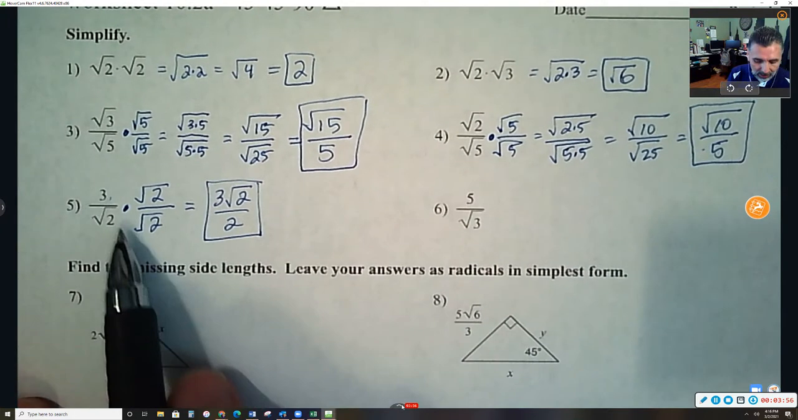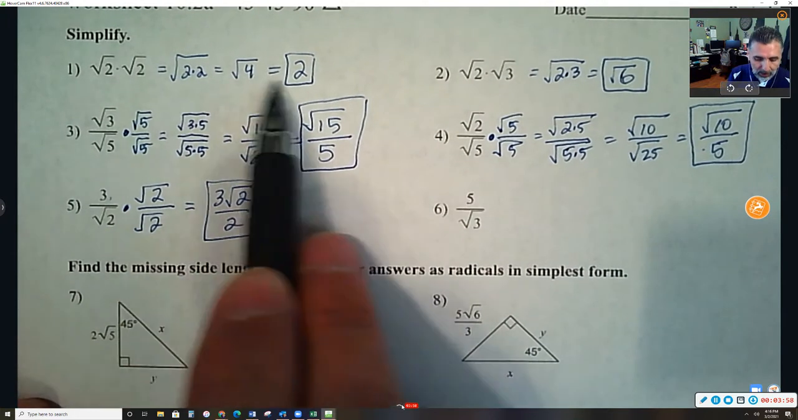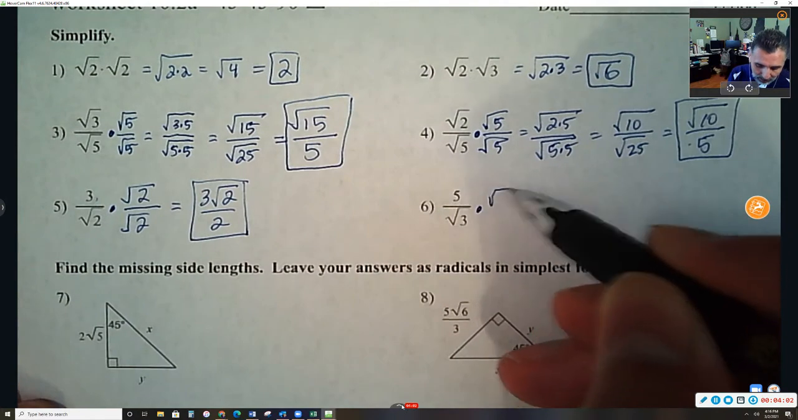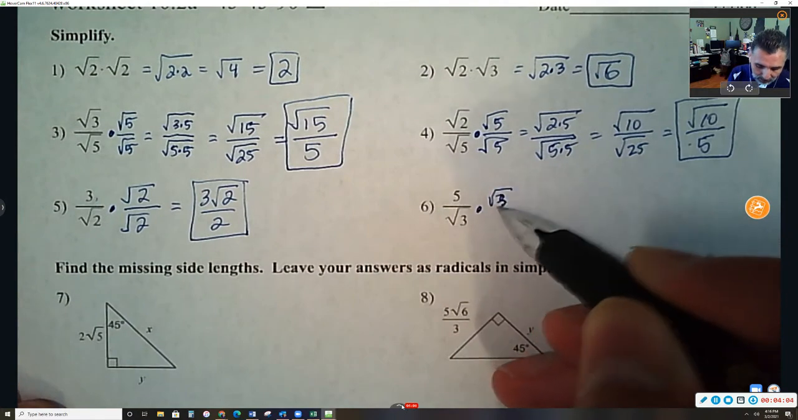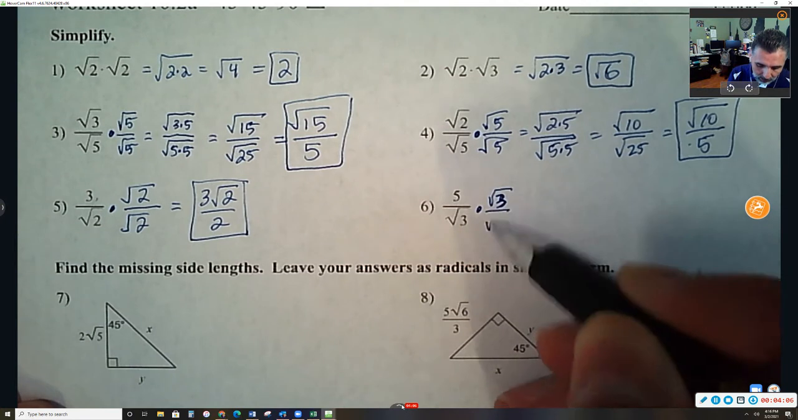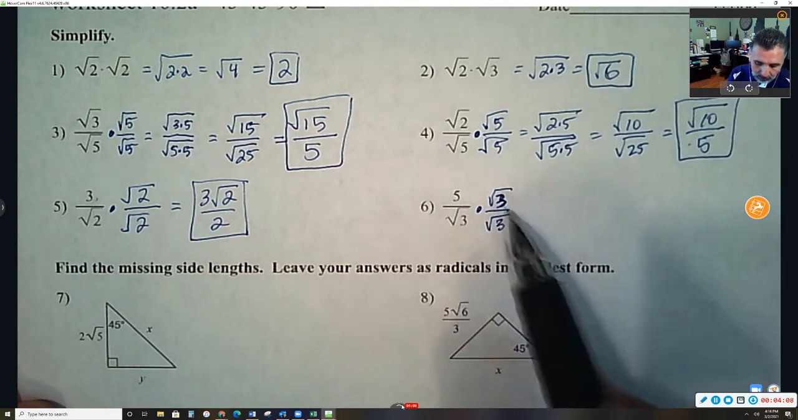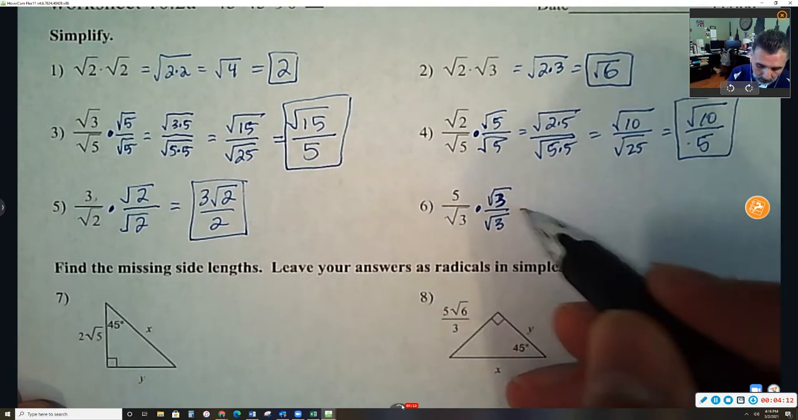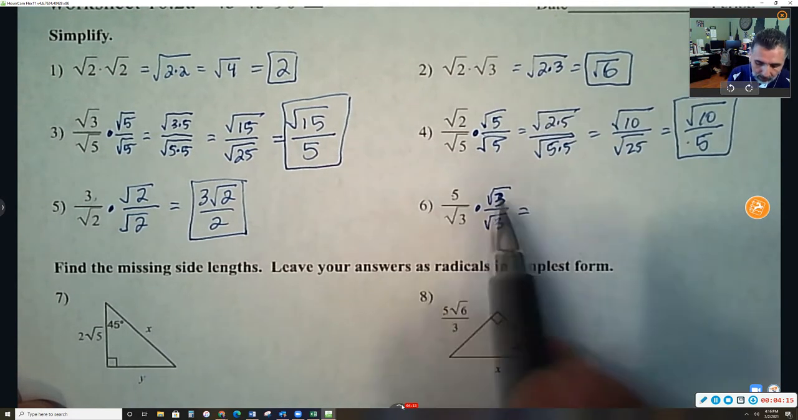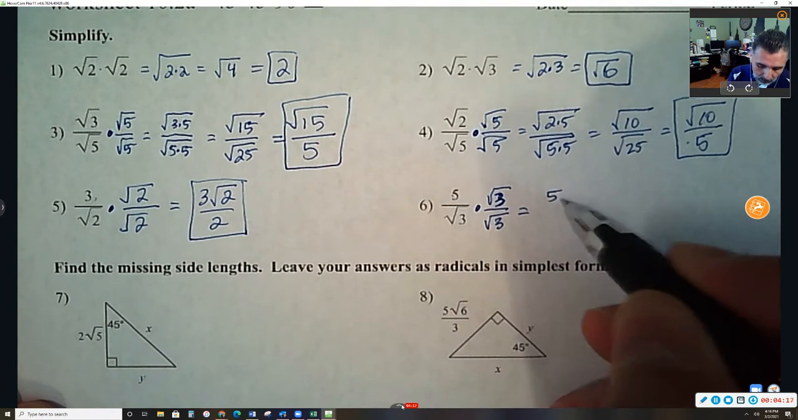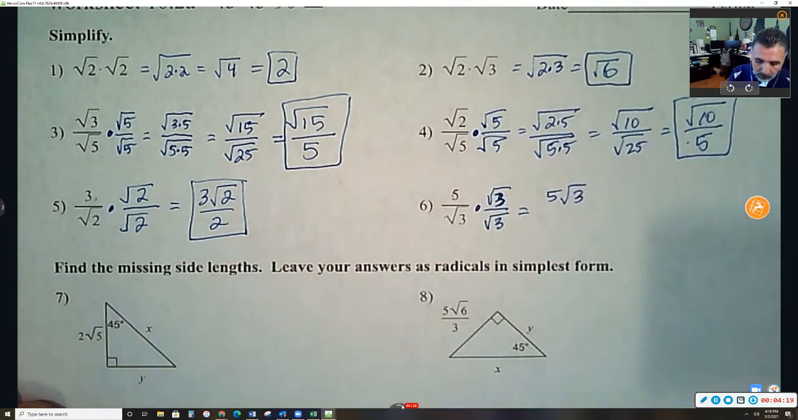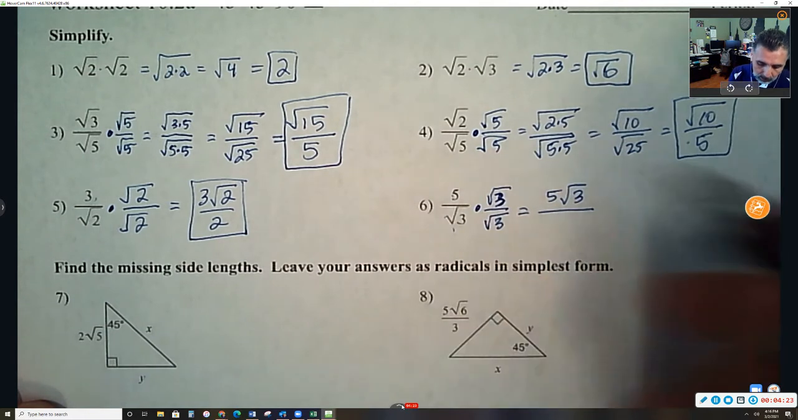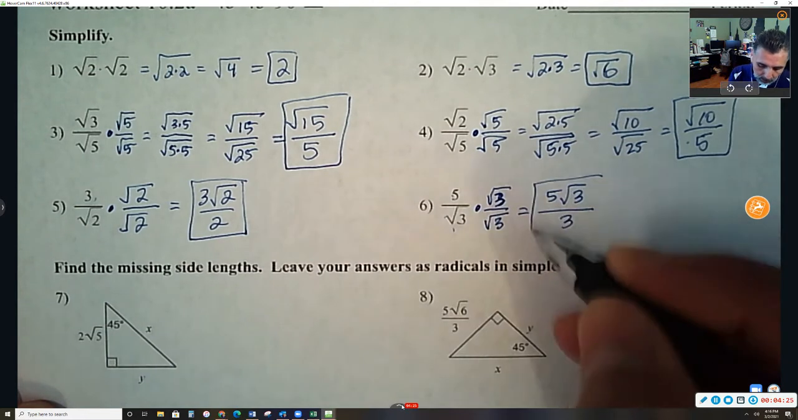If you need to see how this simplifies again, just rewind it back to this. Number 6. Again, we cannot have square roots in the denominator, so you multiply the square root of 3 to the top and the bottom because that's what's in the denominator. Again, you cannot take the 5 underneath the square root, so the top just simplifies into 5 square root of 3, and then the bottom, remember this is just 3.